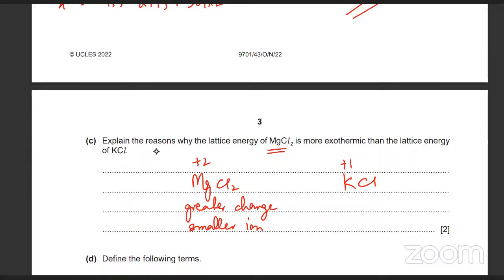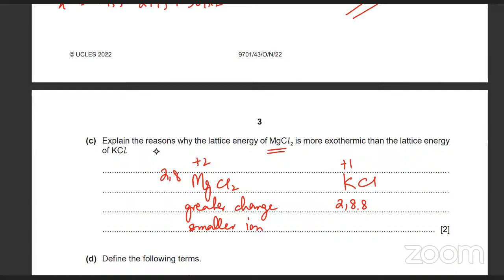Now explain why the lattice energy of MgCl2 is more exothermic than the lattice energy of KCl. So why is MgCl2 more exothermic? What's the reason? It has a higher charge. One thing is it's forming a stronger lattice because it's a +2, the K is +1. So greater charge. What's the second reason? It's a smaller ion as compared to K. Mg 2+ has electronic configuration 2,8. K+1 is 2,8,8, so that's 3 shells. So K is much bigger in size.